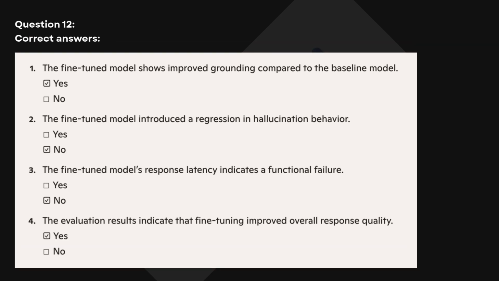Correct answers are as follows. Here's why. Statement 1. Yes. Groundedness improved from 0.82 to 0.91, indicating better grounding in responses. Statement 2. No. Hallucination rate decreased from 0.06 to 0.05, meaning hallucinations improved rather than regressed.